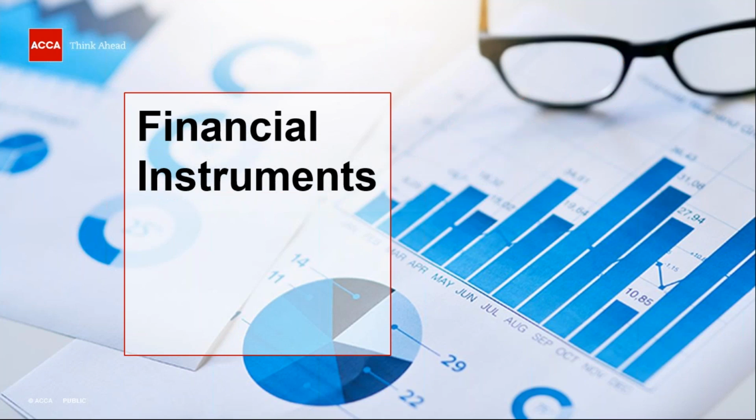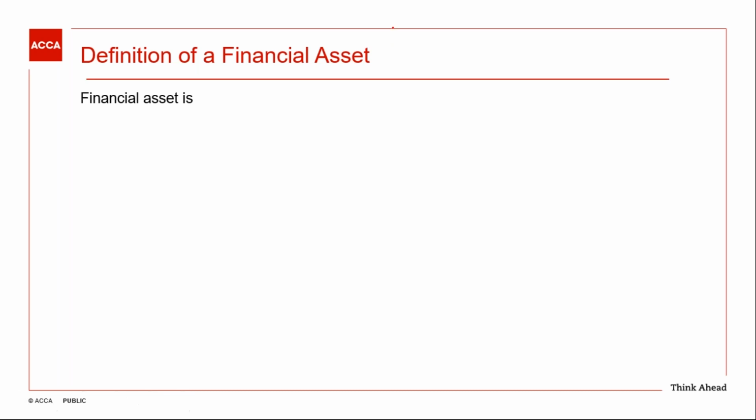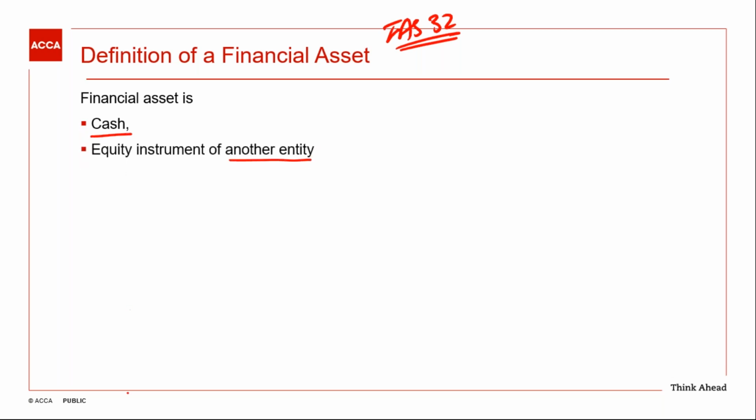So let's start first from the definition of financial asset. This is a part of IAS 32. When we say financial asset, what exactly is a financial asset? A financial asset is cash, or an equity instrument of another entity. So if we have acquired the ordinary shares of another entity or irredeemable preference shares of another entity, we call that a financial asset, because for the issuer it's equity, and for us it's a financial asset.